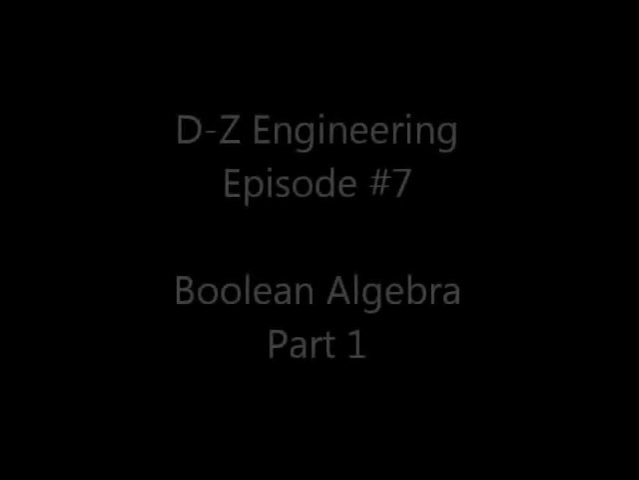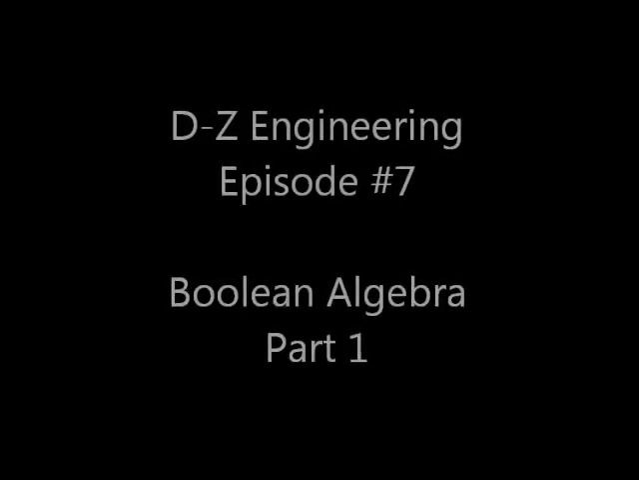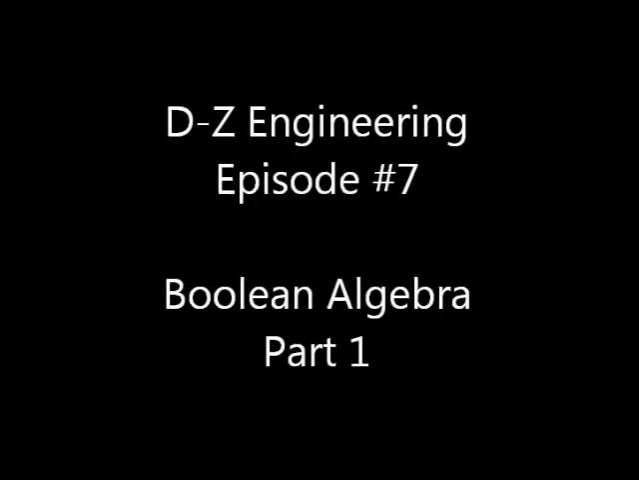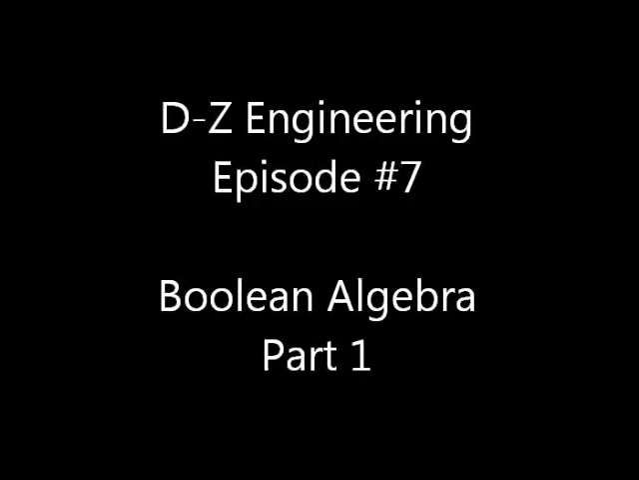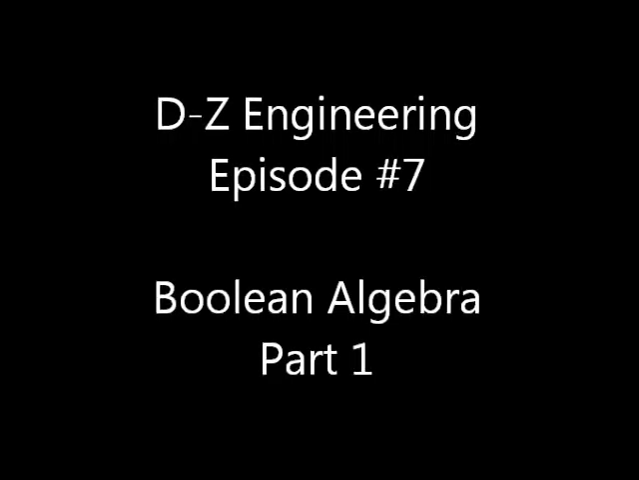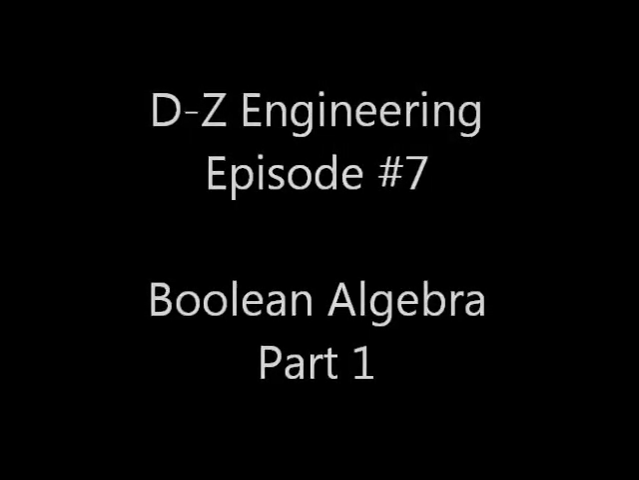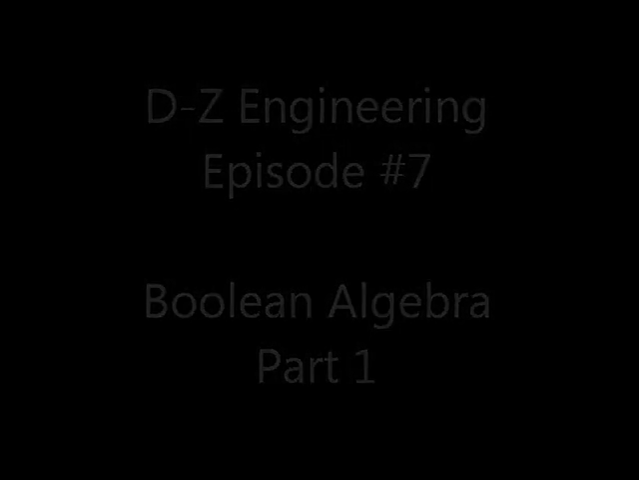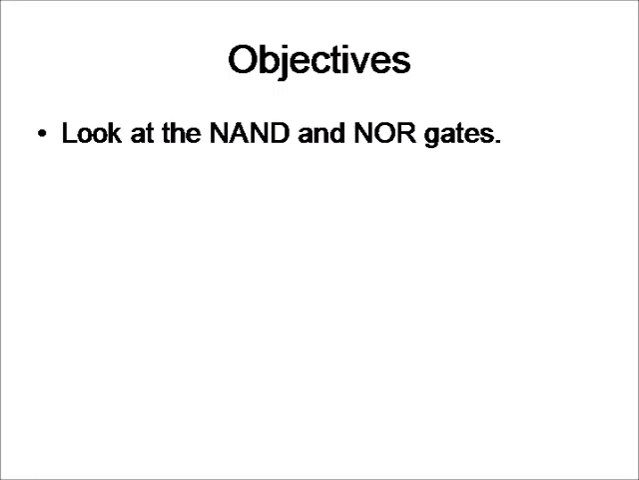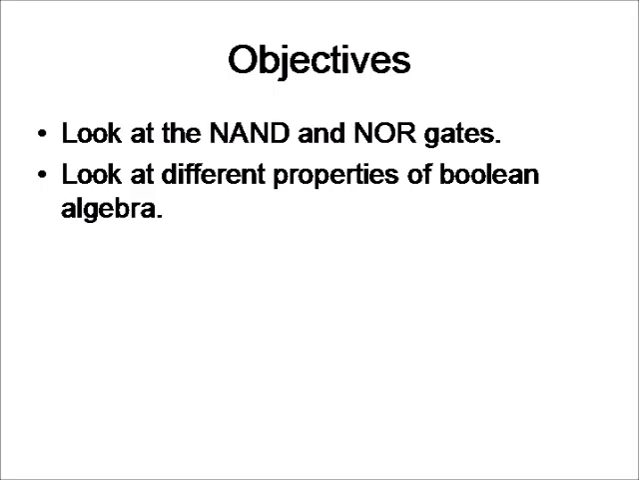Alright, now that you understand the basic premise of the logic gates from the previous video, we are now going to start to look at Boolean algebra, and that's what these next two videos will be about. So this is part one of Boolean algebra. The first thing we are going to do is look at the NAND and NOR gates, the last two gates that we did not look at in our previous video due to time constraints, and then we're going to dive right into the first part of Boolean algebra, just the basic properties, those that you probably know from regular algebra.